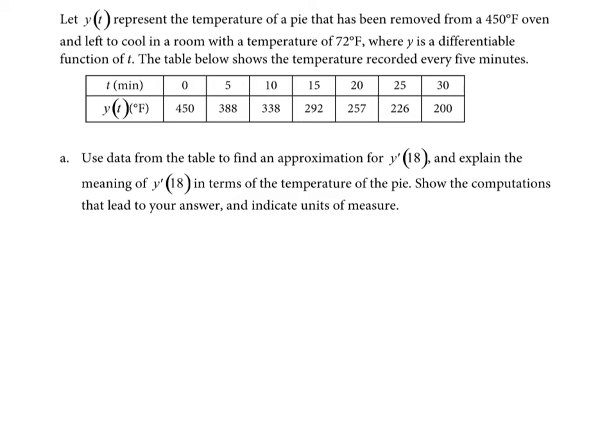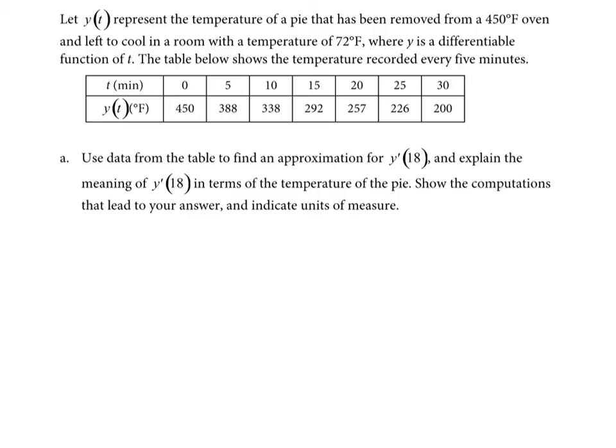Okay, this is kind of a fun one to think about. I'm a big pie fan, and I want you to imagine baking your pie in an oven that's set at 450 degrees, and when that pie is done, we're going to take it out of the oven and just let it sit in a room to cool, and that room is at 72 degrees Fahrenheit. As you can imagine, as it first comes out, it's very, very hot, it's 450 degrees, and then the temperature is going to gradually get cooler and cooler, until eventually, if we let it sit long enough, it would reach room temperature.